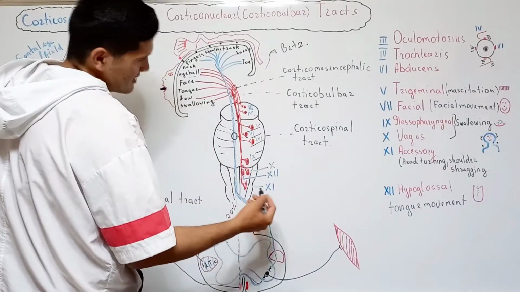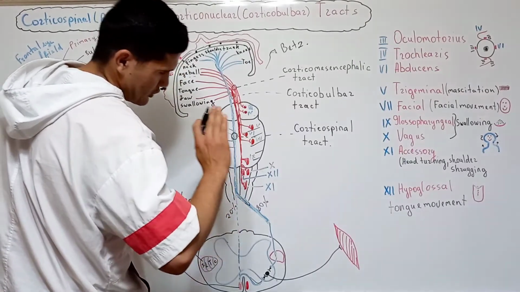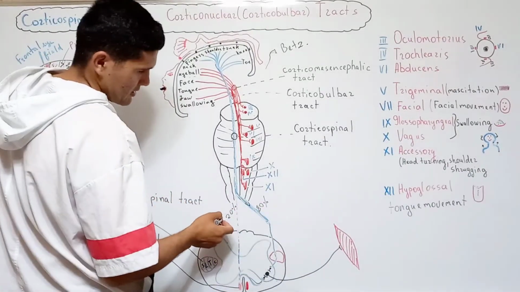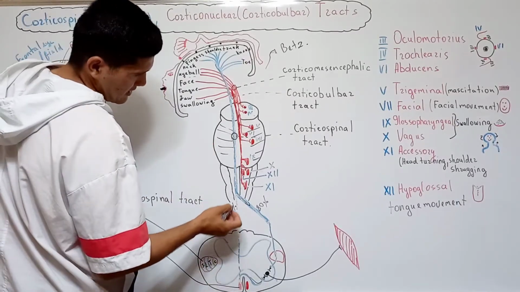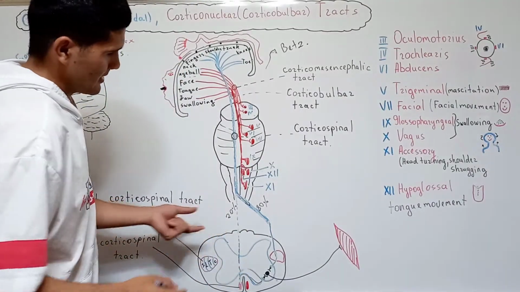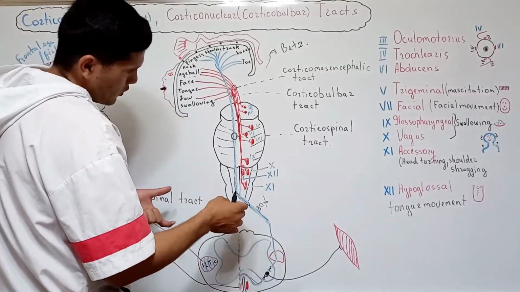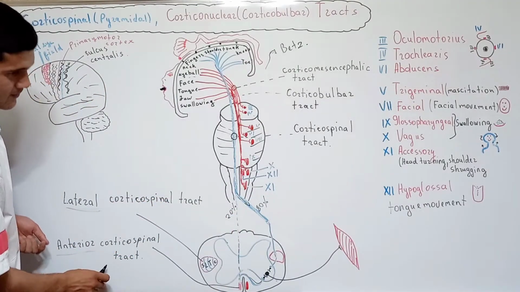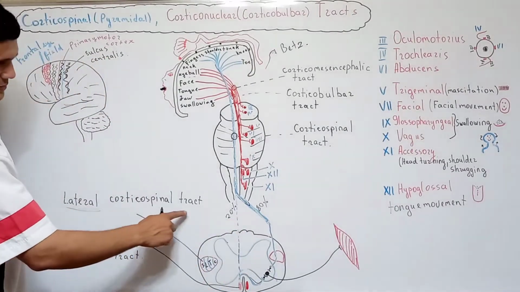When it reaches the connection between the brainstem and the spinal cord, 80% of the fibers decussate, crossing to the contralateral part, from the right side to the left side. However, the remaining 20% of the fibers continue their way on the ipsilateral side. The 20% of the remaining fibers continue their conduction via the anterior corticospinal tract, and the 80% of the fibers pass through the lateral corticospinal tract. Look at that.